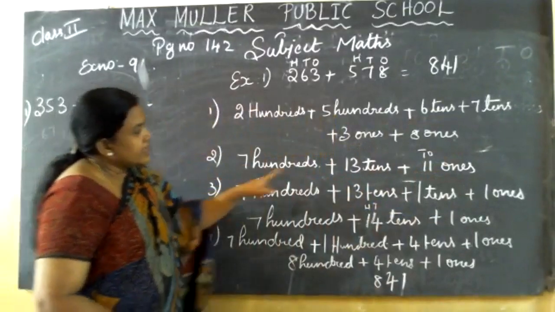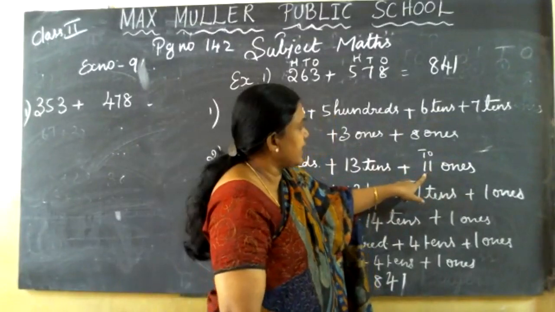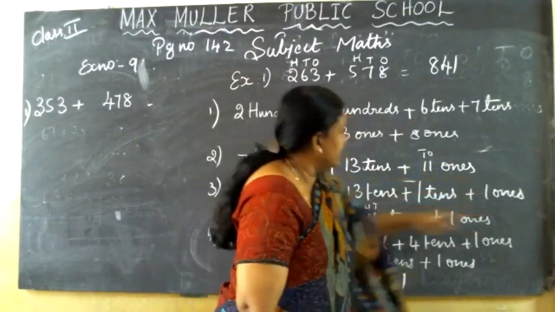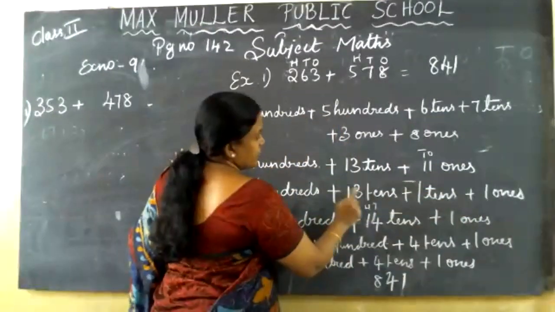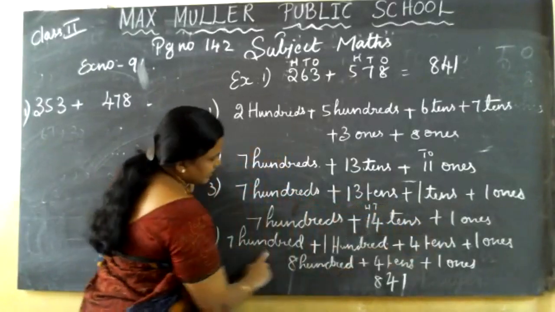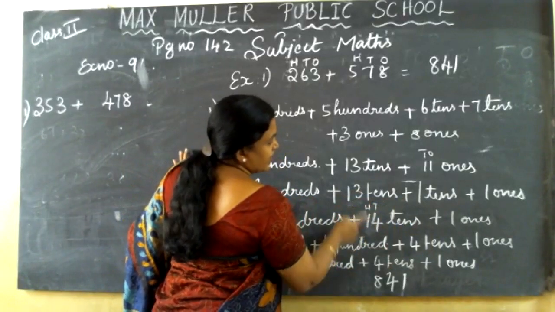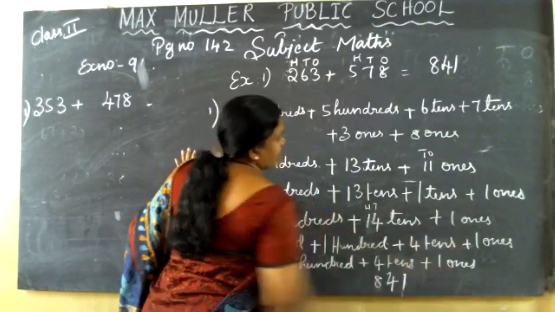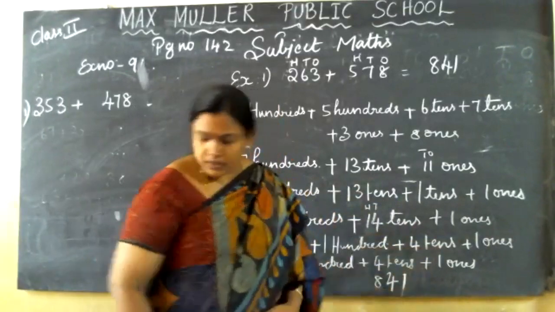So 700s, 13 tens plus 11 ones. In the ones place a 2-digit number is there, so you take 1 ten and write 1 ones here. Again 700s, in the tens place a 2-digit number is there, so you write 13 plus 1, 14 tens plus 1 ones. 700 plus 14 tens: 4 is in the tens place, 1 is in the hundreds place. So you write 1 here: 800 plus 4 tens plus 1 ones. Answer is 841.